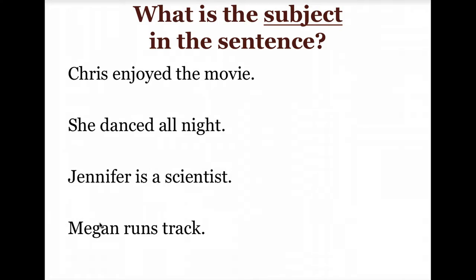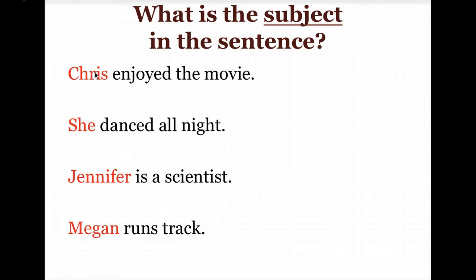So the subject is who or what the sentence is about. So in this case, our subjects are Chris, because that's who we're talking about. She danced all night. Jennifer is a scientist. And Megan runs track. You'll notice in these sentences, it's a proper name, right? We know exactly who they're talking about. A subject can also be what we call a pronoun. A pronoun is basically just kind of like a vague way of identifying someone. So rather than knowing this person's exact name, we call her she. Just like we could call Jennifer she, or we could call Chris he, right?